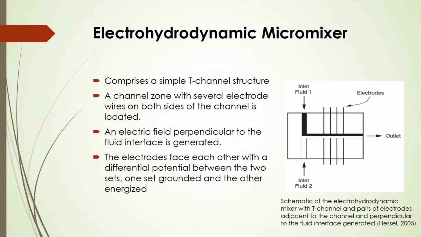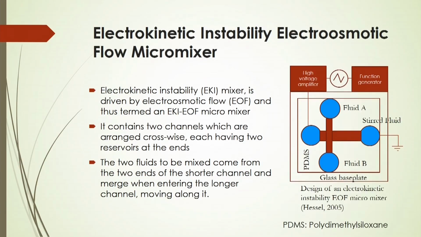In this case, it generally comprises a simple T channel structure, and an electric field perpendicular to the fluid interface is generated. The electrodes have a differential potential between the two sets, one set grounded and the other set energized. Based on these principles the mixing happens, and there are also electrokinetic instability, electroosmotic flow micromixers.